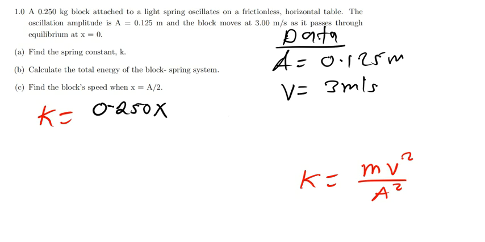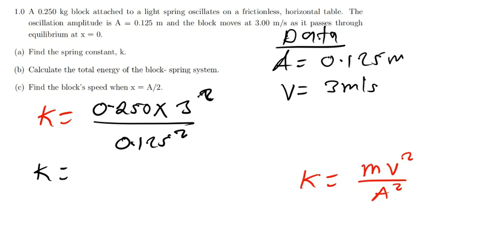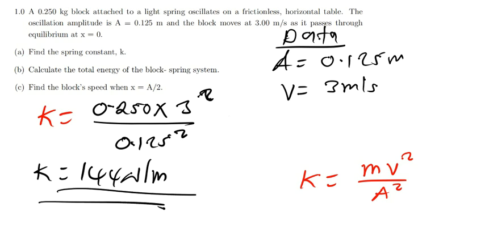So k will be equal to, my m is 0.250, my v is 3 but it has to be squared, divided by the A, 0.125, squared. So I do 0.250 times 3 squared, then divide this by 0.125 squared. I'm getting my k value to be 144 Newton per meter. That is my k value. So I'll put it here. The k value is 144 Newton per meter. As simple as that.